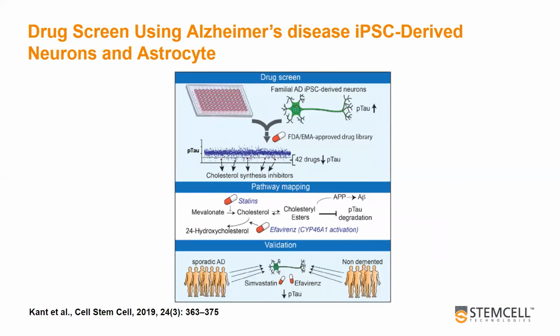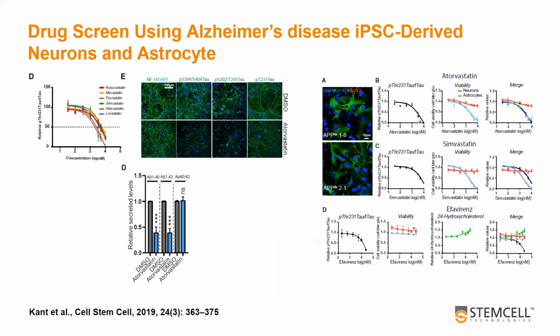For example, in this study, researchers did a drug screen with familial AD hPSC-derived neurons and found cholesterol metabolism can regulate tau and A-beta. They also investigated the mechanisms using these neurons. Here are some data of this study. The left panel showed effects of different statins on the phosphorylated tau to total tau ratio in hPSC-derived neurons. We can see the dose-dependent effect from this statistic data.